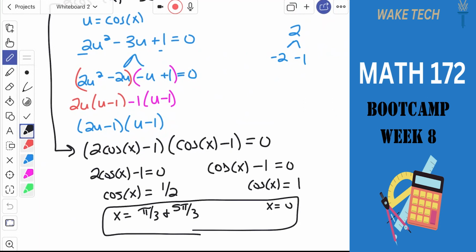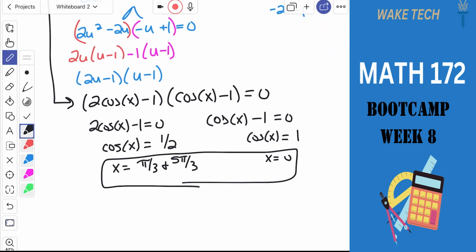So again, for test 3, you'll have the identity sheet. The same one you had on test 2, you'll have that to work with while you're testing. You don't need to memorize any new identities that you didn't already need to have memorized for test 2, but we will spend more time in unit 3 working with them.